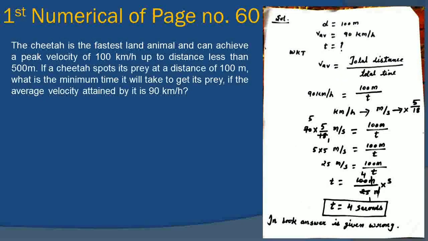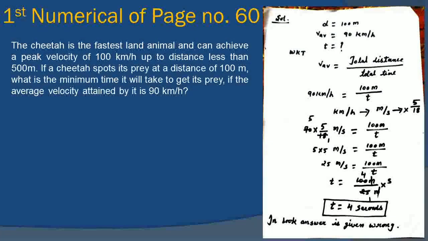Clear? So here is the solution of this numerical. First we have to write all the values which are given in the question. Distance is given, 100 meter. Clear? Average velocity is given, 90 km per hour. You can see here. So we will denote average velocity by V average. Time is to be calculated.